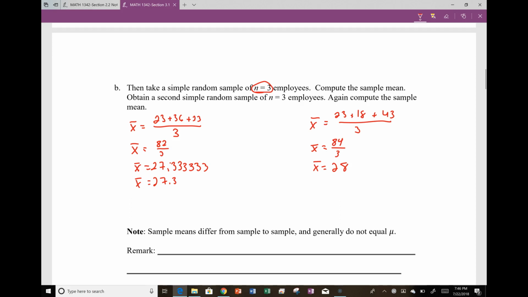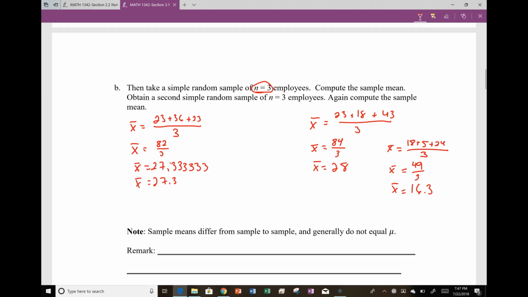So sample means, notice, they're a little bit different, and it's based on your actual data values. If I had selected one of the data values with 5, so example, if I had selected 18, 5, and 26, I would have gotten 49 divided by 3. So my sample mean would have been 16.3 minutes.